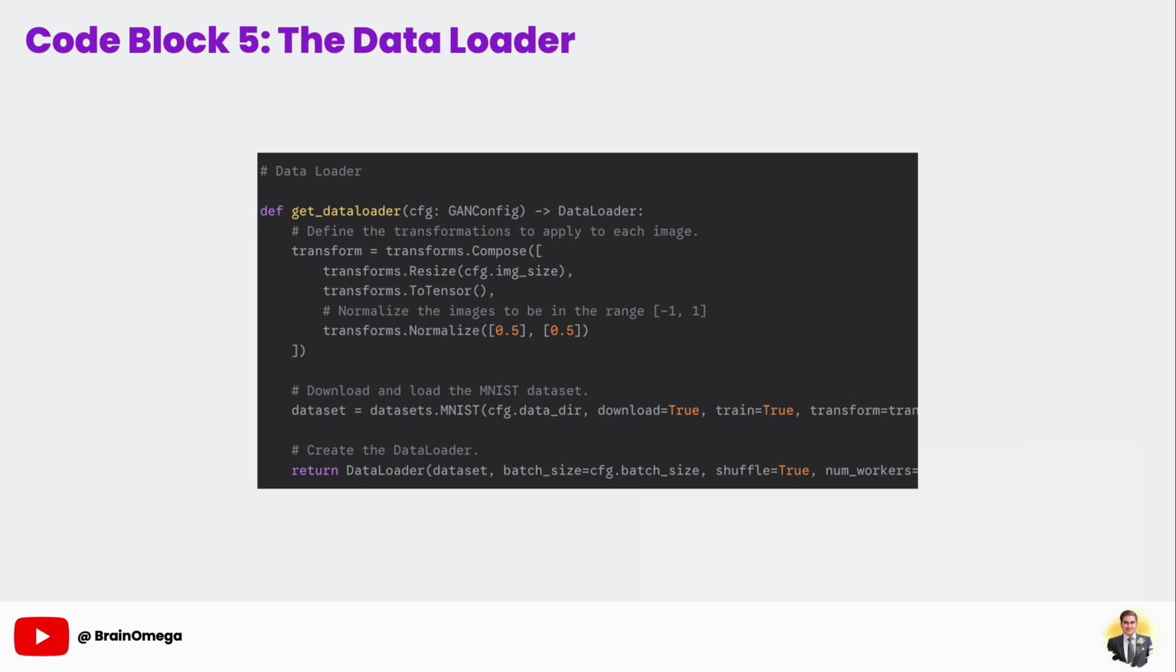Okay, our models are designed. Now let's prepare the real art for our detective to study. That's the job of the get_dataloader function. Every image in the MNIST dataset will pass through a small assembly line of transformations we define with transforms.Compose. First, transforms.Resize makes sure every image is the correct size. Then transforms.ToTensor does two things. It converts the image data into a PyTorch tensor and scales the pixel values from their original range into a new range of 0 to 1.